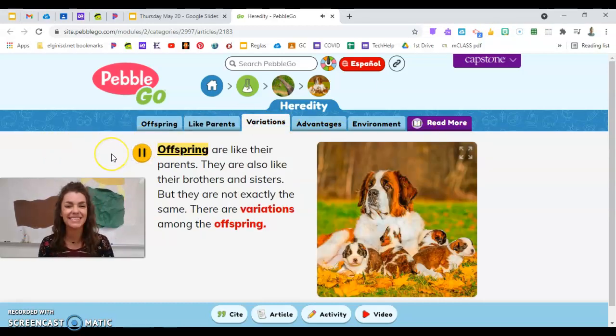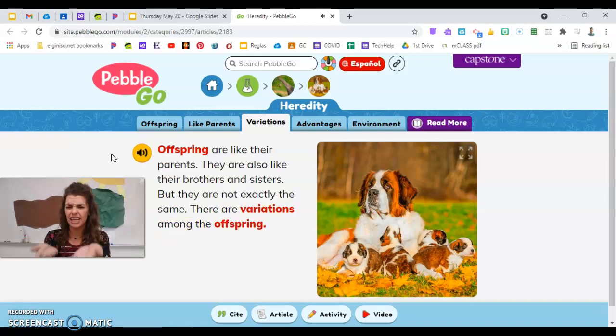Variations. Cute. Offspring are like their parents. They are also like their brothers and sisters. But they are not exactly the same. There are variations among the offspring.